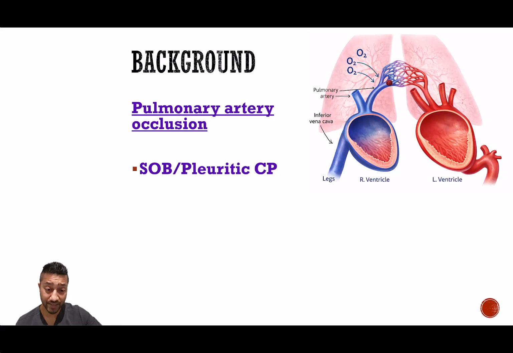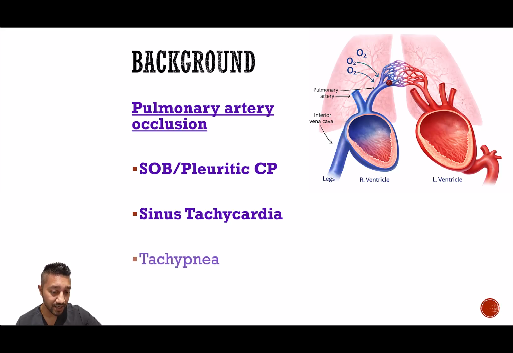For example, as the heart recognizes this decrease in blood oxygen, it'll start to beat a lot faster in hopes that that tachycardia can make up for that oxygen deficit. This is why sinus tachycardia is one of the most common findings in PE, although obviously not very specific. Now, some of these patients feel so short of breath that they start breathing very fast as well, making tachypnea another fairly common manifestation of PE, although again, not very specific.